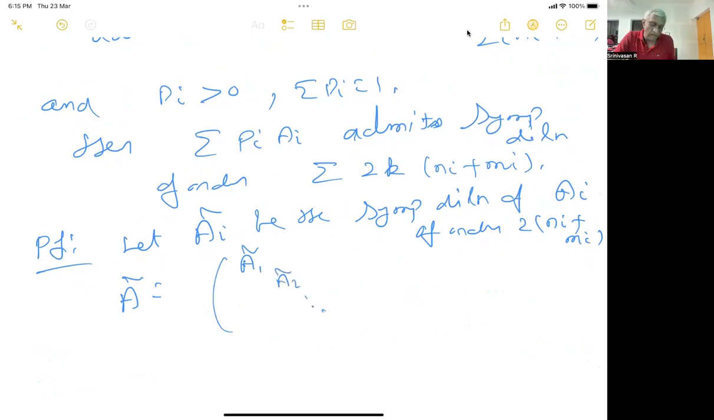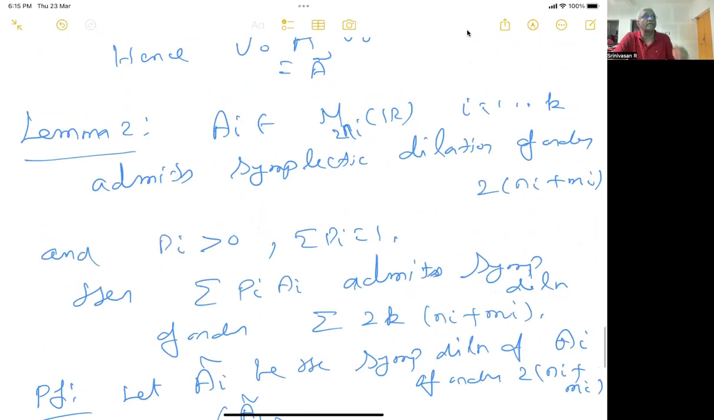What are PIs? PIs are numbers. Convex linear combination, is it? Like PIs are of different sizes. AIs are different sizes, so it should be the same size. It cannot be different size. You are right. Good. Okay, so this is M2N of, yeah, it cannot be, sorry, it was a mistake. So then there is no this thing, right?